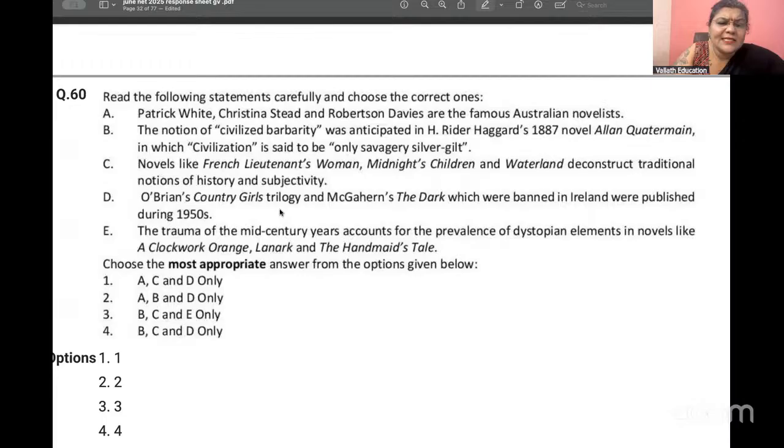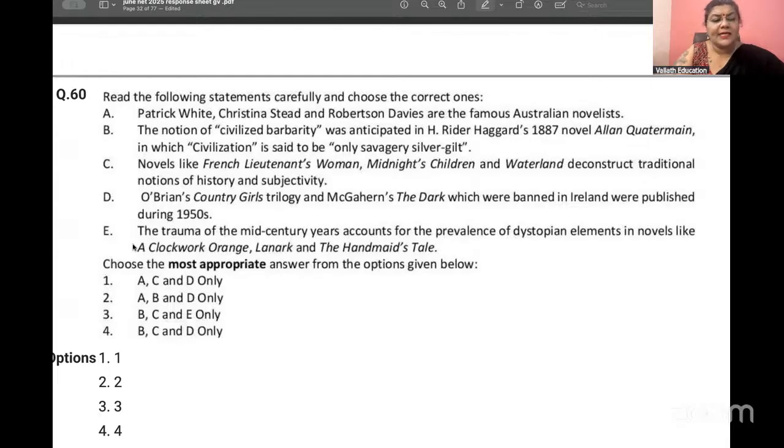O'Brien's Country Girls trilogy. I didn't study that. I don't know. McGahern's The Dark were banned in Ireland. I didn't study Irish literature. Keep it aside. You don't know whether it is correct. The trauma of the mid-century years accounts for the prevalence of dystopian. Mid-century means middle of the 20th century. Second World War was there. Yeah, that is why dystopian elements were there in novels. A Clockwork Orange was there. Handmaid's Tale was there. Yeah, both these are mid-century. Lanark, I've not heard. But I will safely say you are thinking like a student.